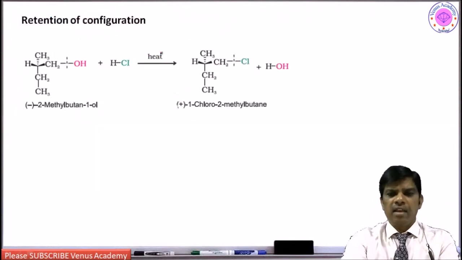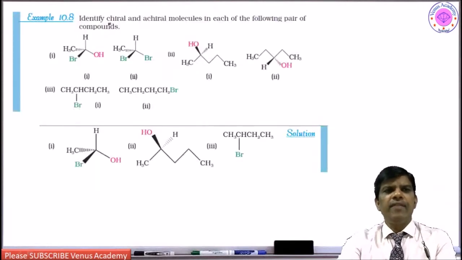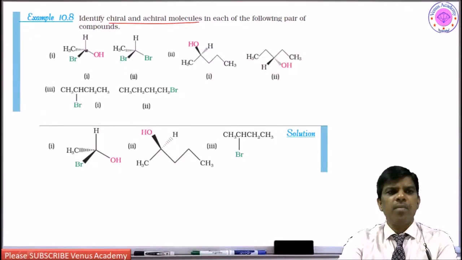Let us see. So what is the question? Identify chiral and achiral molecules in each of the following pairs of compounds. Let us take this carbon. Is it a chiral compound? Yes, this has different groups: OH, bromo, methyl and hydrogen. 4 different groups, so this is a chiral compound. When it comes to this compound, these 2 bromines are the same. It is not chiral. It is achiral.